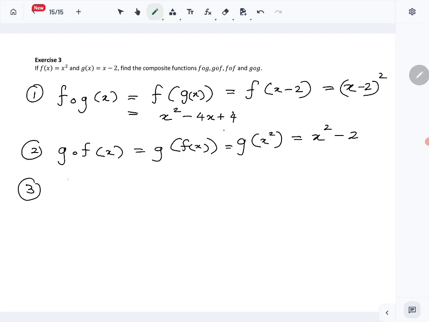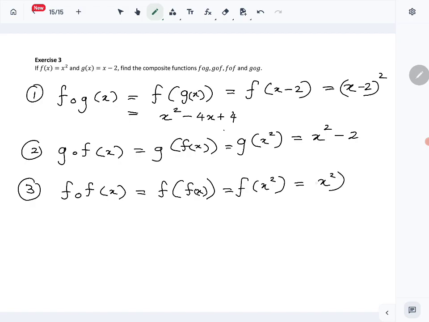Then the third one, what is the third one? f circle f, right? So now the outer function and inner function both are f. So now substitute f. What is f? x squared. So I'm trying to find f of x squared. What is that going to be? x squared squared, right? I'm substituting x squared wherever I see x, no? So that becomes x to the fourth, right?